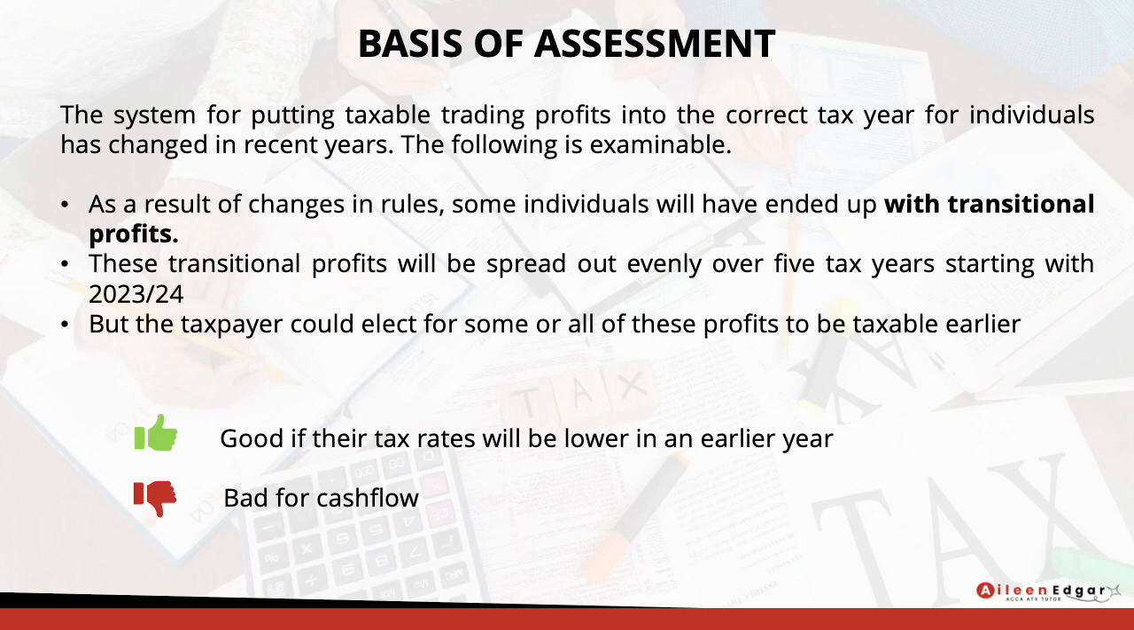An individual can choose if they want to add these profits into their tax returns sooner than that, so maybe putting them all in 24-25, for example. This is not good for their cash flow situation, but maybe they know that in one particular year they will be a basic rate taxpayer, but in later years they will be higher rate or additional rate. So maybe it's better to pop these extra profits into a year when they know they'll be taxed at a lower rate.